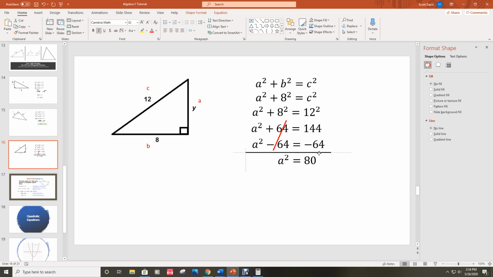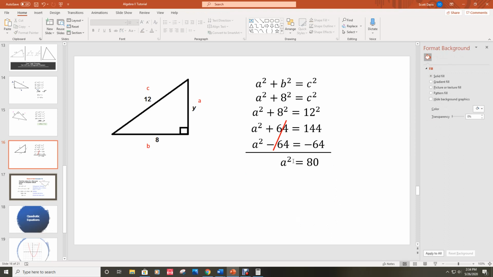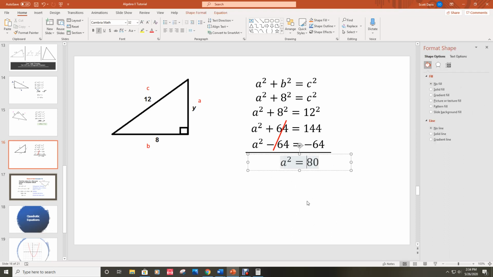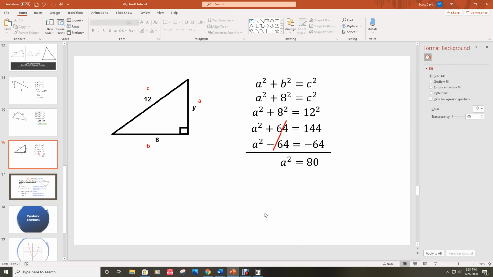And I'm going to move this over so that my equal signs all line up, so that way we know what's what. All right, so we have our A by itself, and A squared equals 80. So just like our other problems, we are going to need to do a square root here to be able to get that A all by itself.